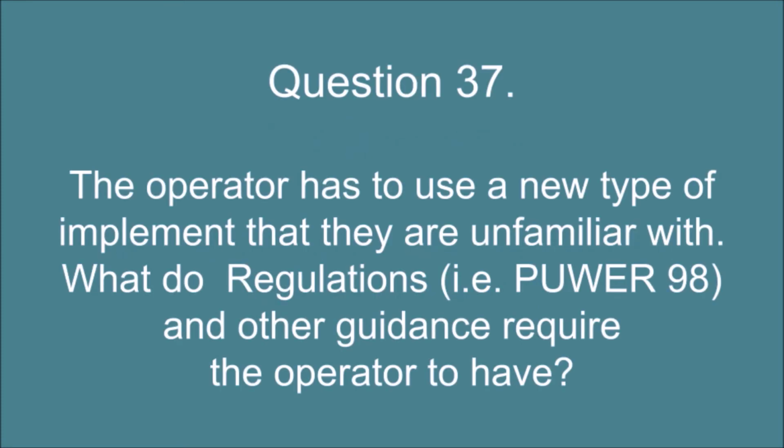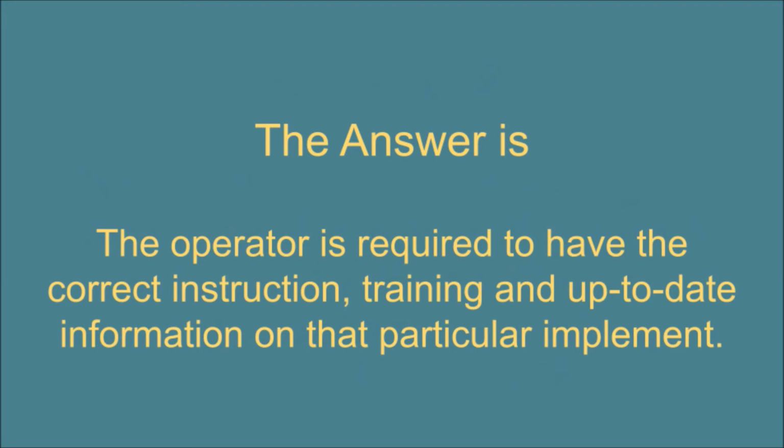Question 37. The operator has to use a new type of implement that they are unfamiliar with. What do regulations, i.e. PUWER 98, and other guidance require the operator to have? The answer is the operator is required to have the correct instruction, training, and up-to-date information on that particular implement.